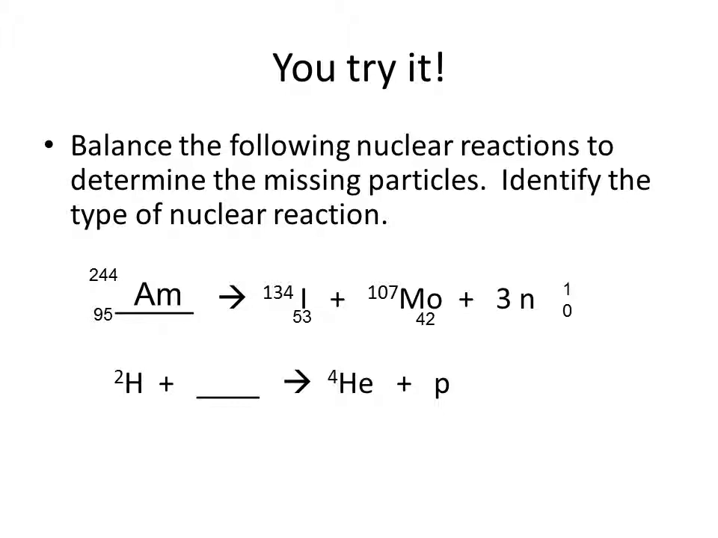In order to do that, we need to first know what is the mass and charge of that proton. 1 and 1. I also know that the charge on a hydrogen is 1 and the charge on a helium nucleus is 2. So this gives me that my particle that's missing must have a mass of 3, a charge of 2, and that is a helium nucleus.